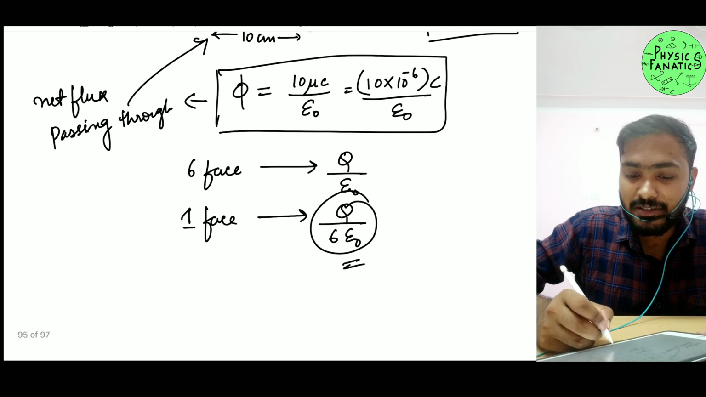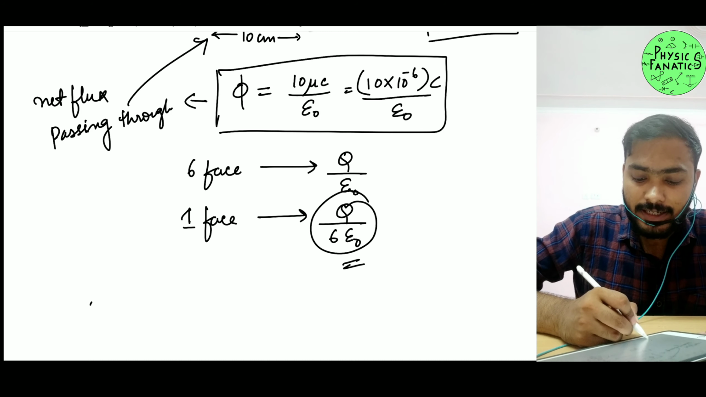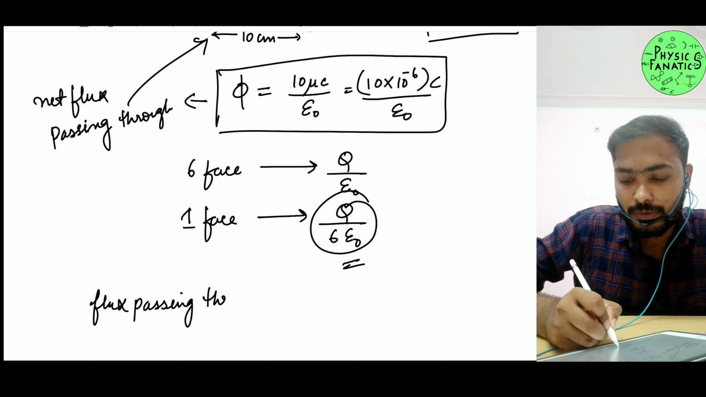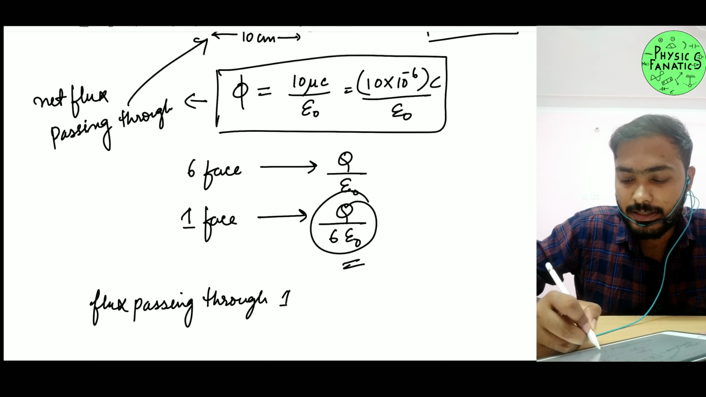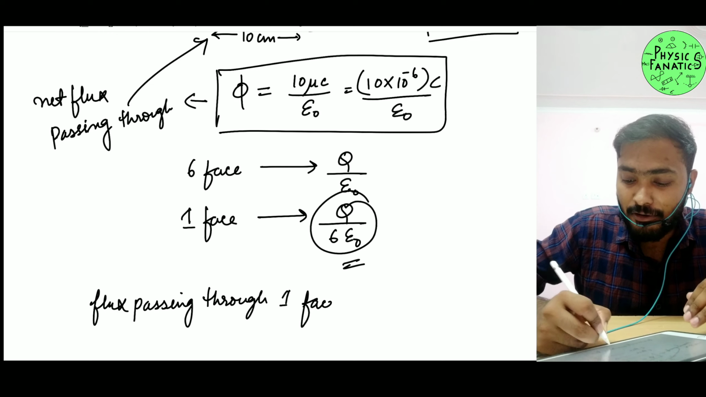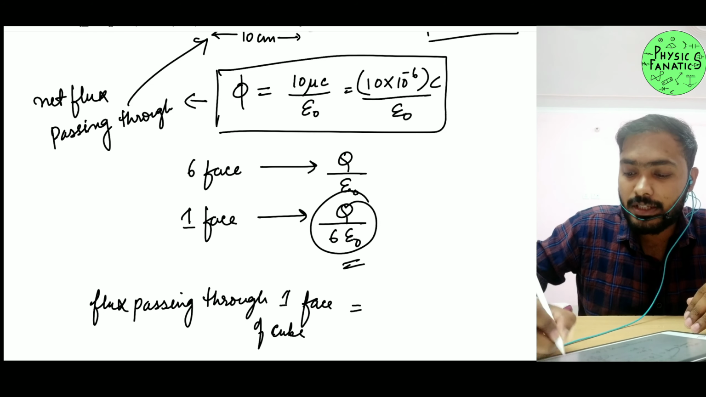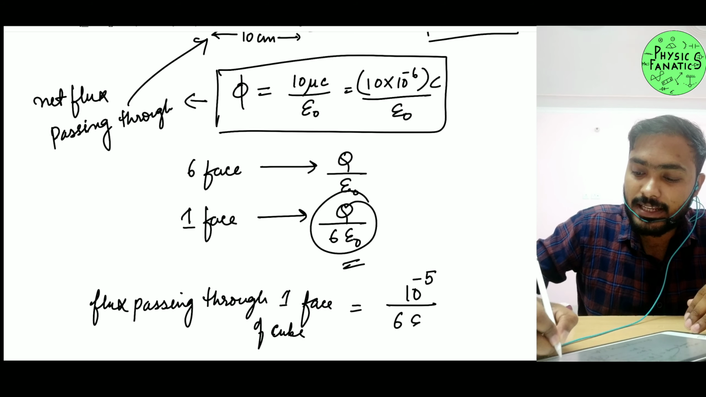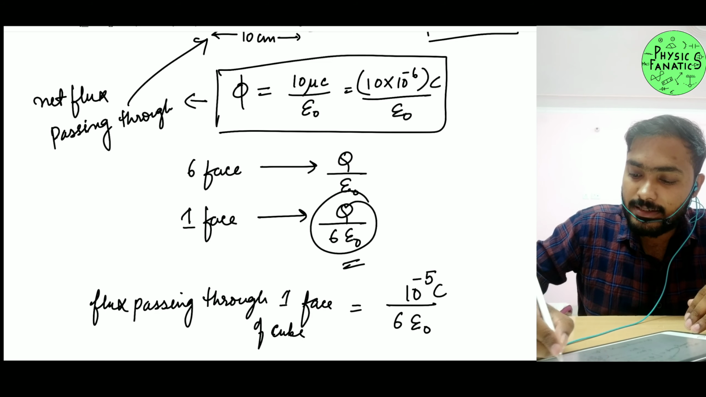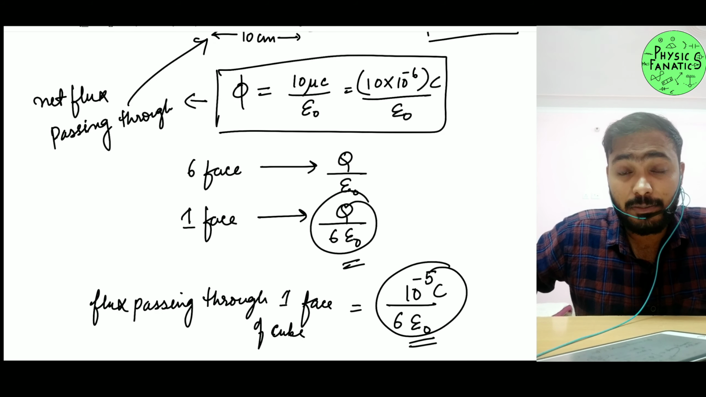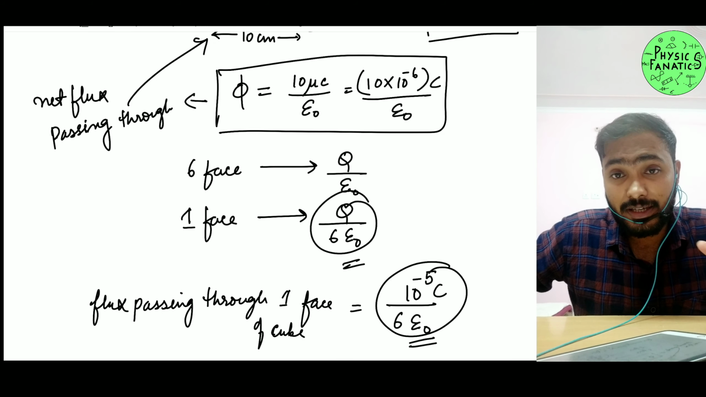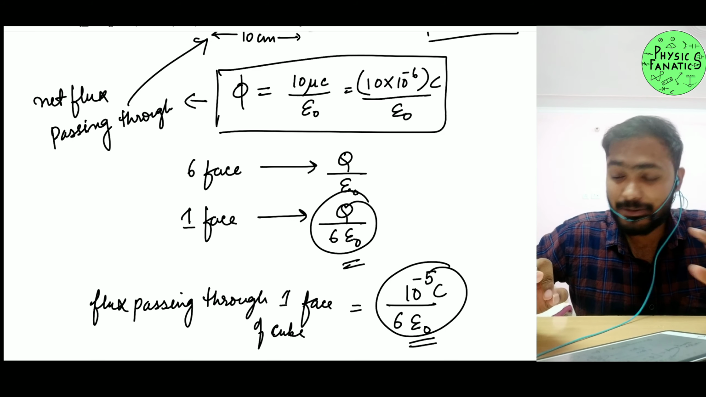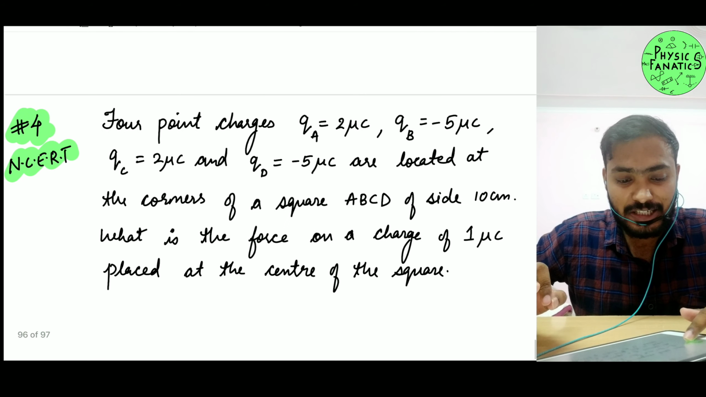All you have to do is put the values here. So the flux passing through one face of the cube will be equal to 10 to the power minus 5 upon 6 epsilon naught coulomb. So this much flux will be passing through that square part having dimension 10. I hope that is understandable. Is that a yes or no? Great. Let's move on to the next question then.